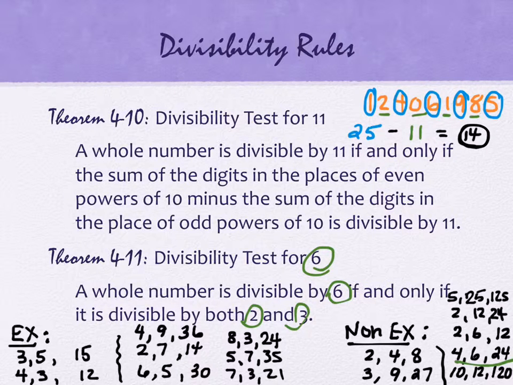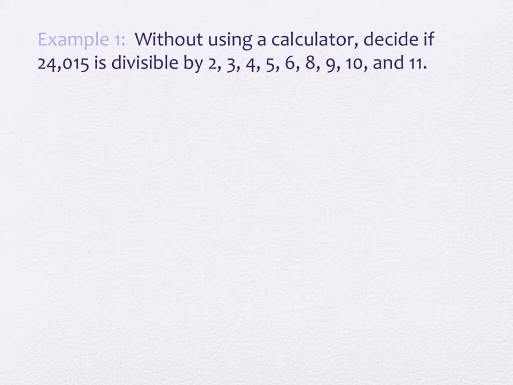All right, so let's do the last example, or actually the first example, but as our last thing for today. Without using a calculator, we're going to decide if the number we are given is divisible by 2, 3, 4, 5, 6, 8, 9, 10, and 11. I'll let you do it in your groups, and then we'll make sure that everybody's on the right track.